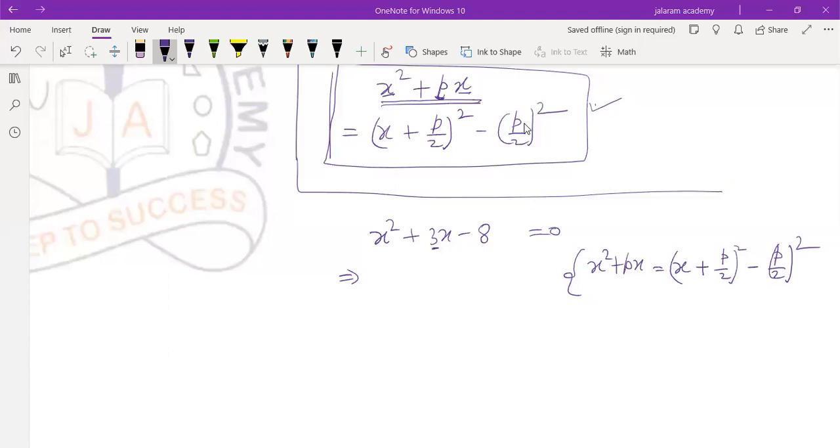So half the coefficient of x means what? 3 by 2. So what should we write then? x plus 3 by 2, whole square. Yes, then minus 3 by 2 whole square.